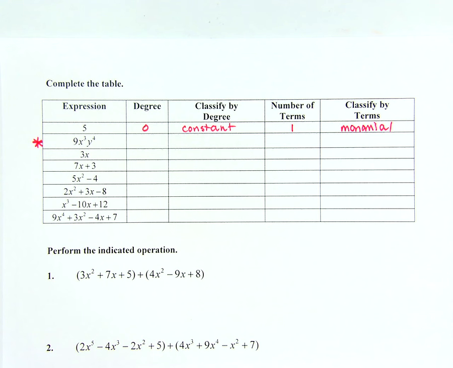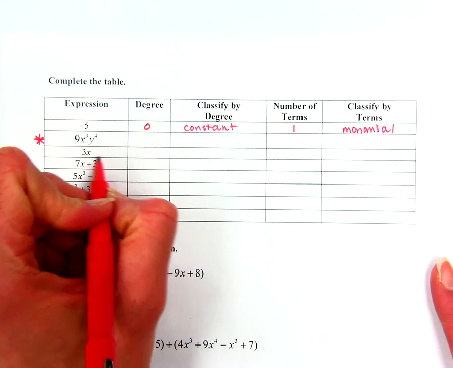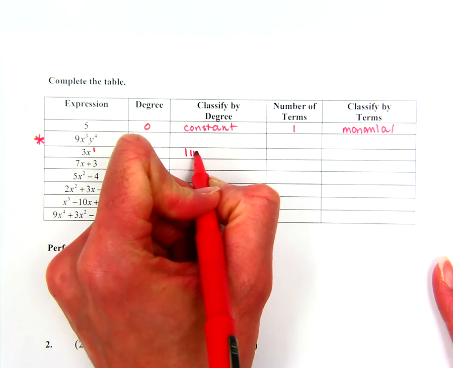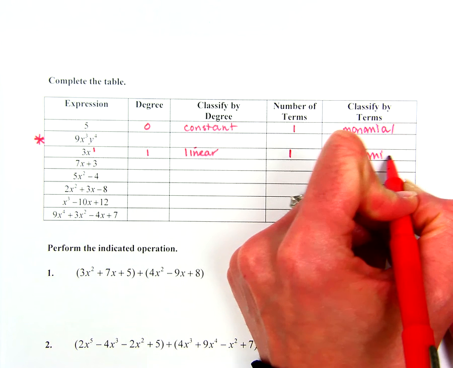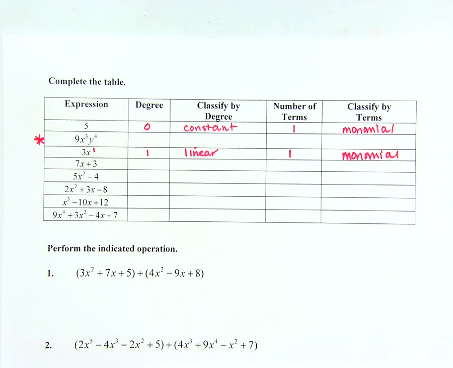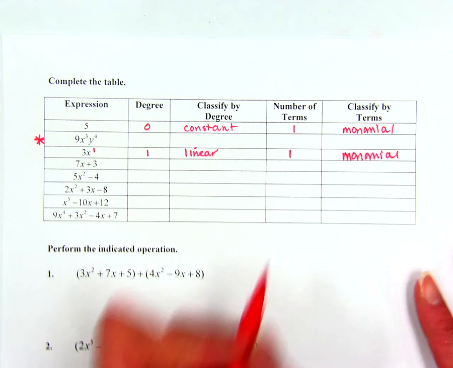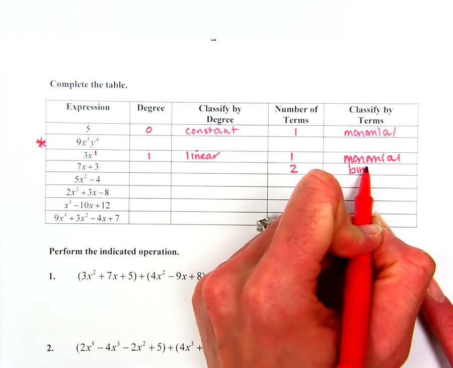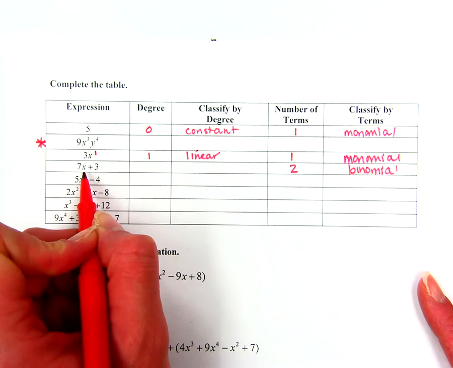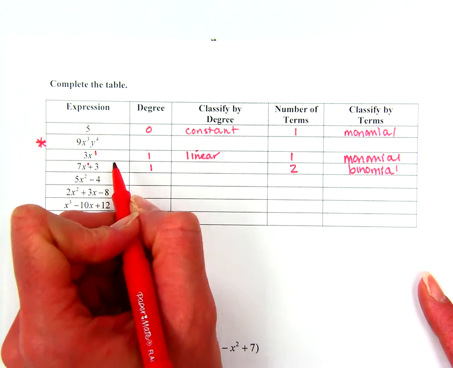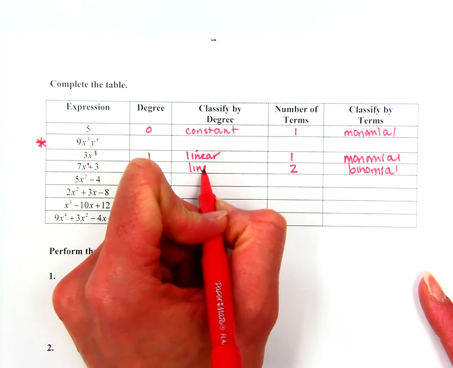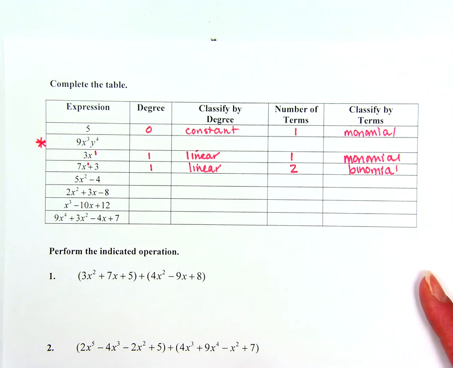So we're going to go to the one that says 3x. It just has a single term, and the exponent there is implied to be a 1, so that would be linear. And 3x is the only term in the problem, so that would be a monomial. If you look at 7x plus 3, there's two terms, so that would be a binomial. Remember, terms are separated by pluses and minuses. And again, it has an implied 1 as an exponent, so that's a first degree or a linear. So it would be a linear binomial.